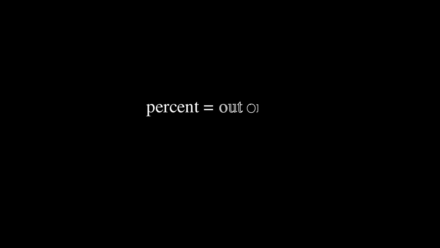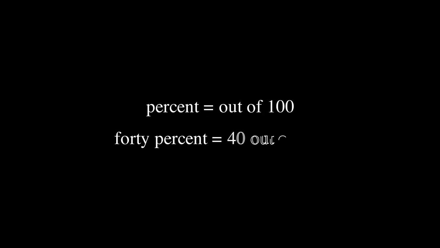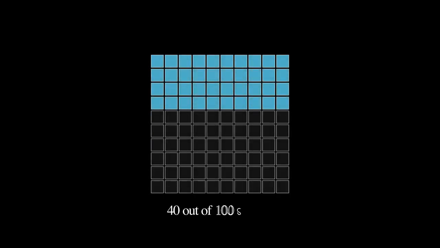The word percent simply means out of 100, so 40% buying shoes just means 40 out of every 100 people. So a percentage is really just a ratio, comparing some parts to a fixed total of 100 equal parts.